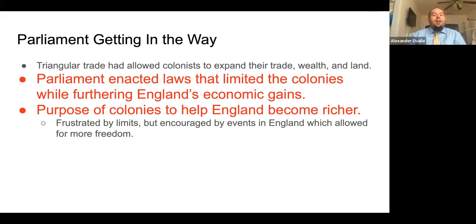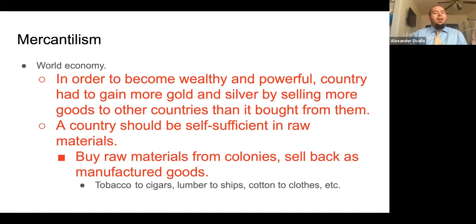The purpose of colonies was to help England become richer. Frustrated by these limits, colonists would soon be encouraged by the events in England, which were going to allow for more and more freedom. I wonder if you all can think about that. But before we get there, we got to talk about mercantilism.